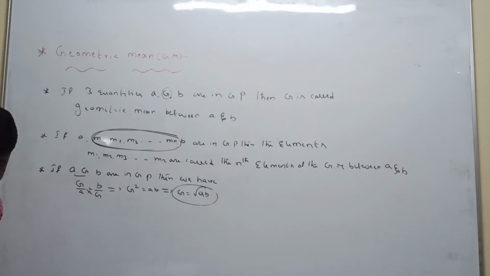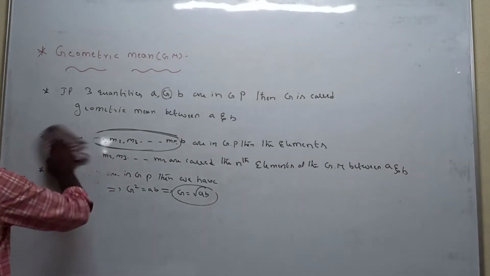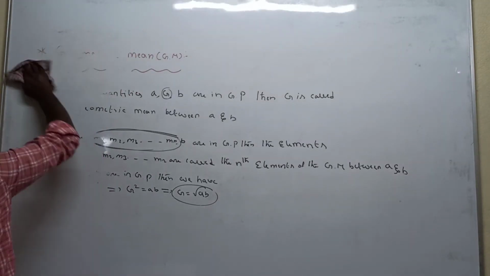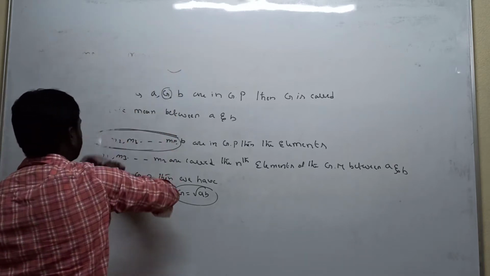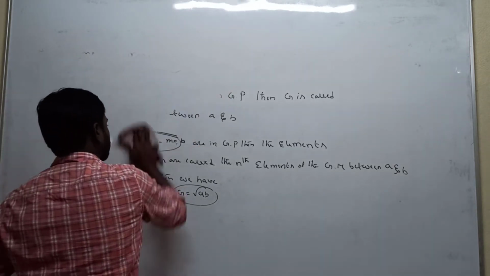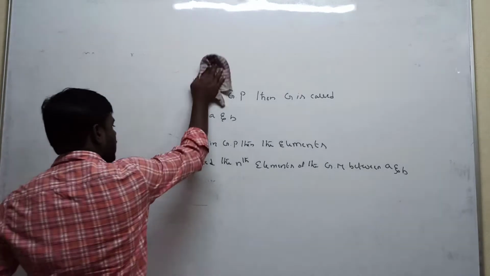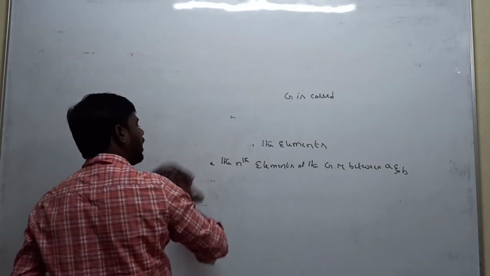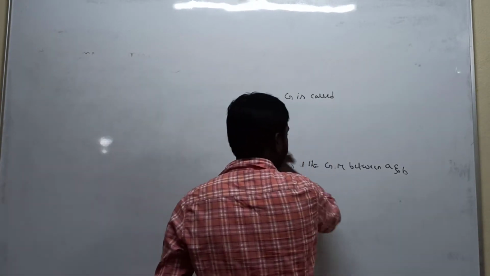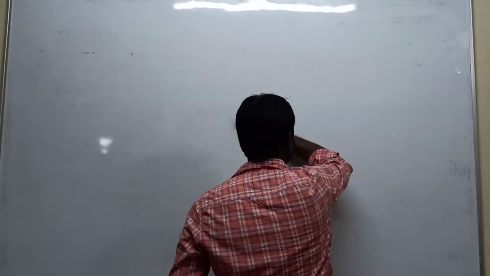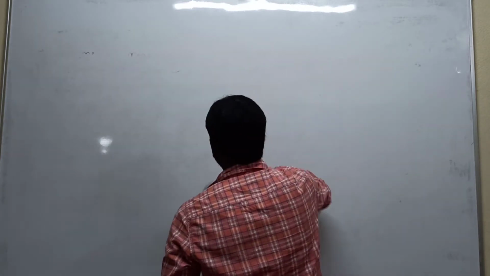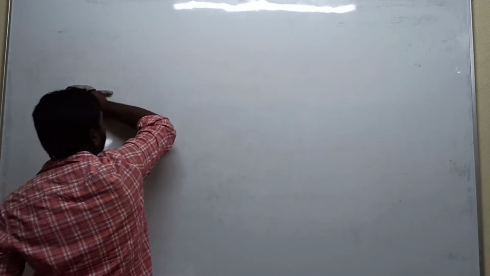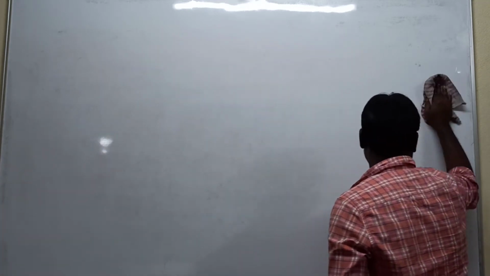Everyone understood? Next we are going to problems. Very easy, very important for the final exam, 2 marks question. So geometric mean means if three quantities a, capital G, B are in geometric progression, then the middle element capital G is called the geometric mean between A and B.